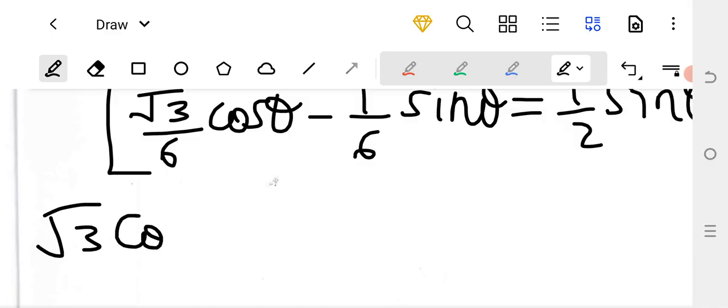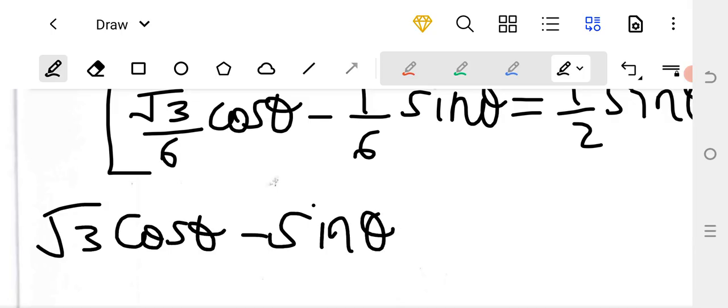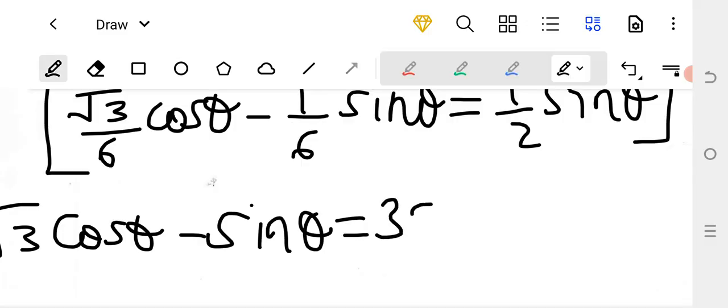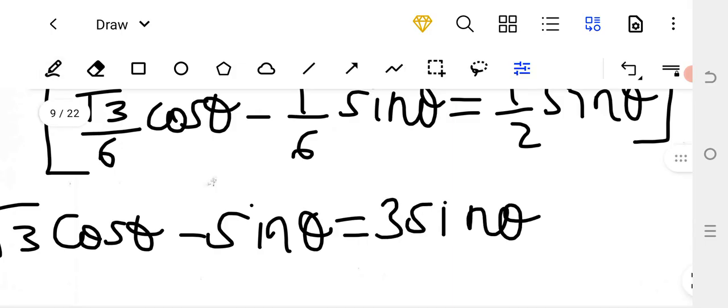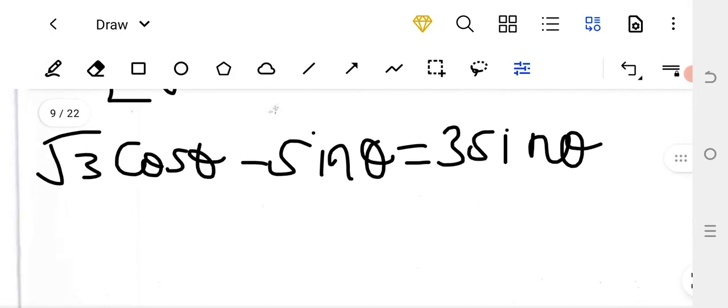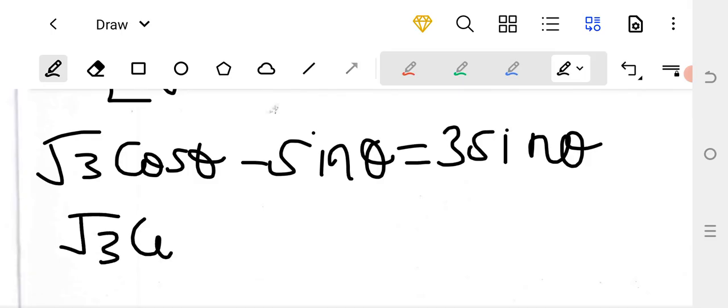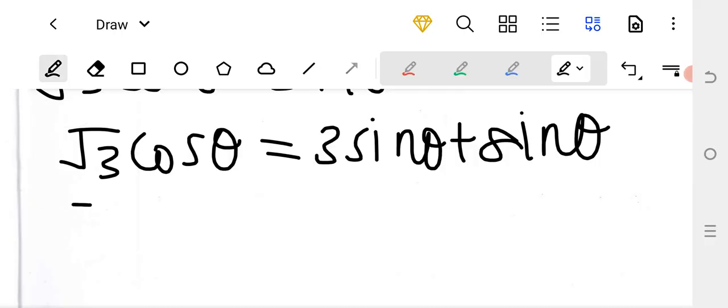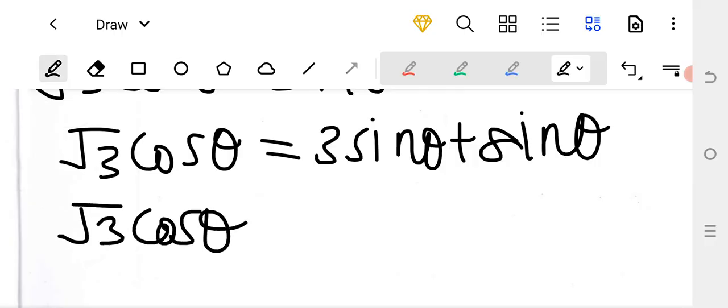Square root of 3 cos theta minus sine theta is equal to 2 can go into 6 3 times, so it's going to be equal to 3 sine theta. Then at this stage we're going to group the like terms together, so we're going to have square root of 3 cos theta is equal to 3 sine theta plus sine theta. Square root of 3 cos theta is equal to 4 sine theta.